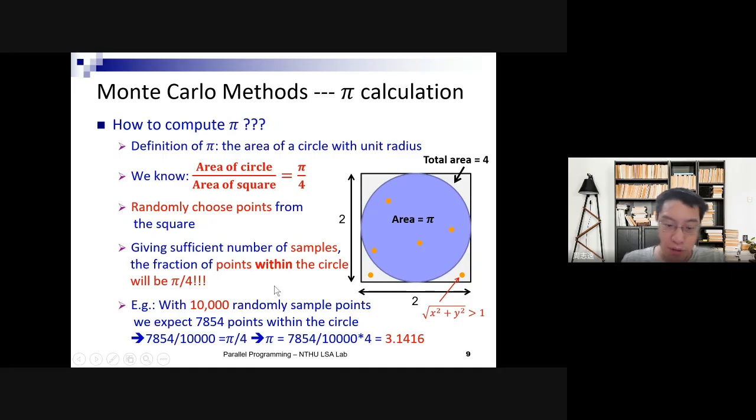For example, if we have 10,000 sampling points and the result shows that 7,000 or close to 8,000 points are within the circle, then we can use this information to derive what the value should be for pi. You can see we know nothing about the equation, but based on the sampling result we can derive the value of pi. So this is a classic Monte Carlo method.